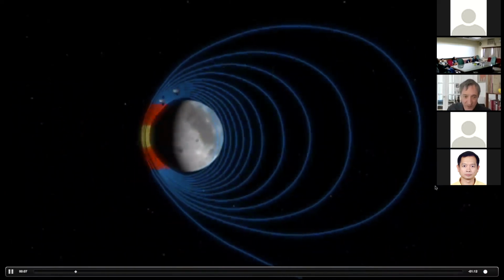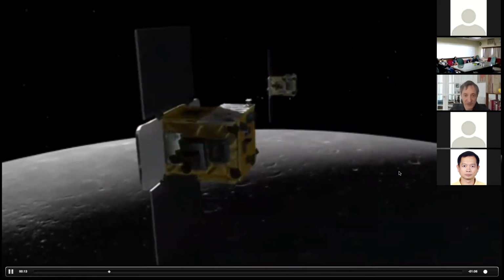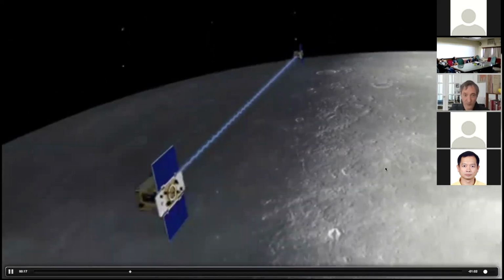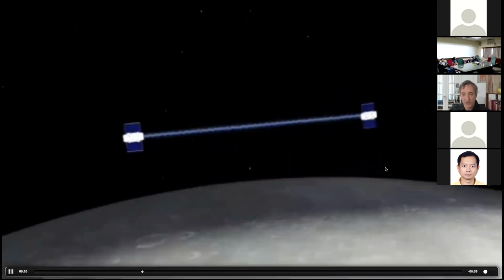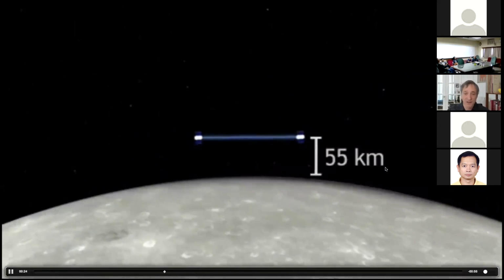This is just a video showing the schematic of the mission. Here are the two spacecraft being circularized into orbit. Once they're in their science phase, they link up and start sending a microwave radio signal back and forth between the two. And what we do is we measure the distance between the spacecraft with a precision on the order of a micron.